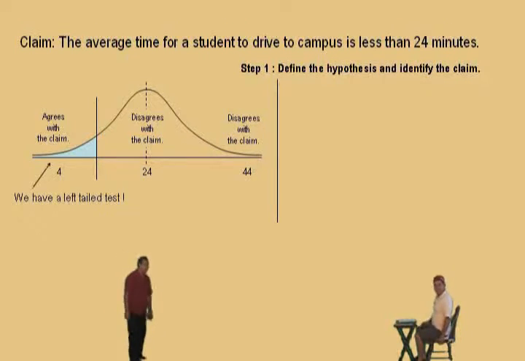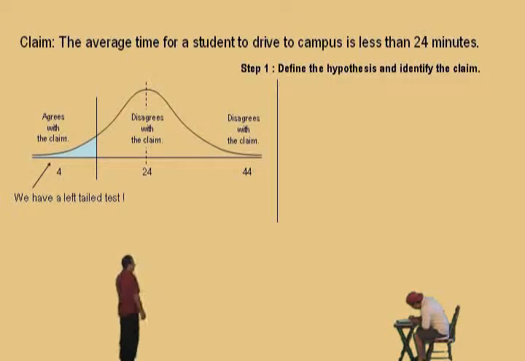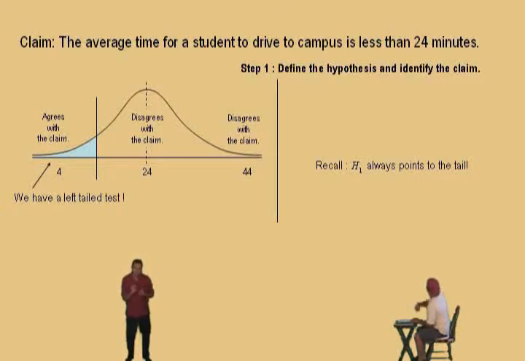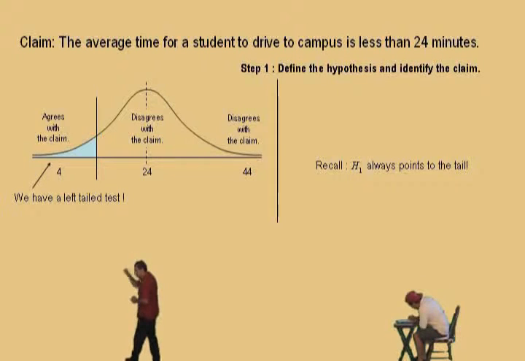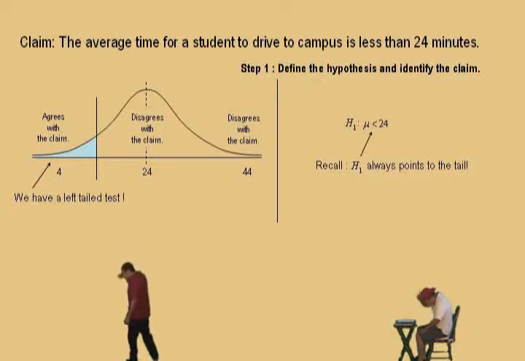There it is. Now, here we go. Remember, from our previous lectures, we saw that the alternate always pointed to the tail. That was the kind of little cheat step there. So, since we have a left-tailed test, our alternate hypothesis is what, Charlie? Mu is less than 24. It's pointing to the left.